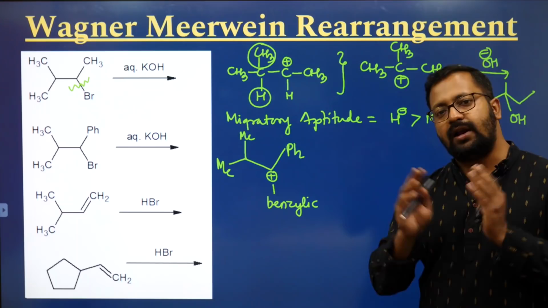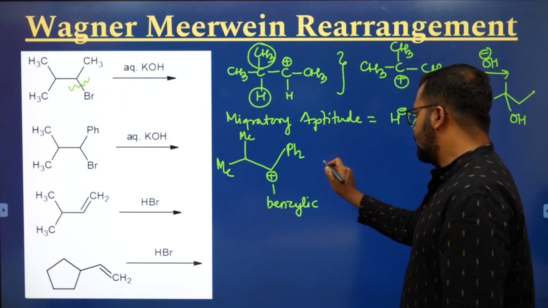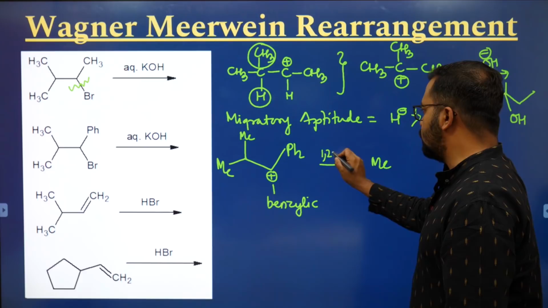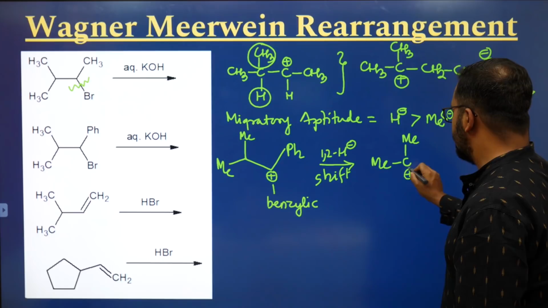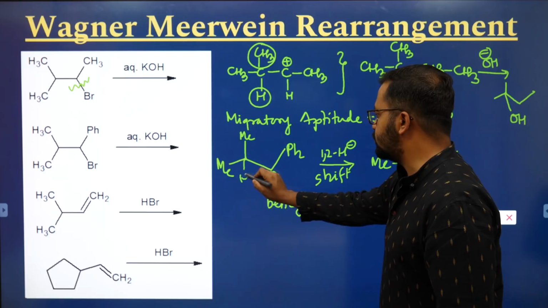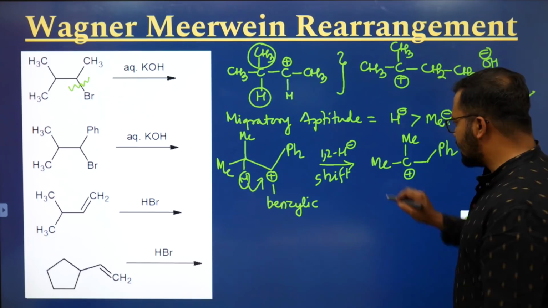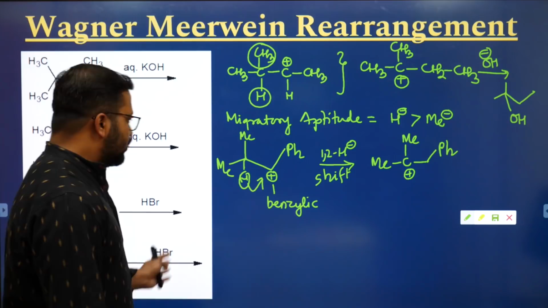not undergo any rearrangement. So if you try to perform a rearrangement, like you perform a 1,2-hydride shift, and you try to make something like this, you have brought the hydrogen from here to here. If you try to make something like this, that will be incorrect because this carbocation is less stable than the benzylic carbocation. Okay? Let's move on to the next one.